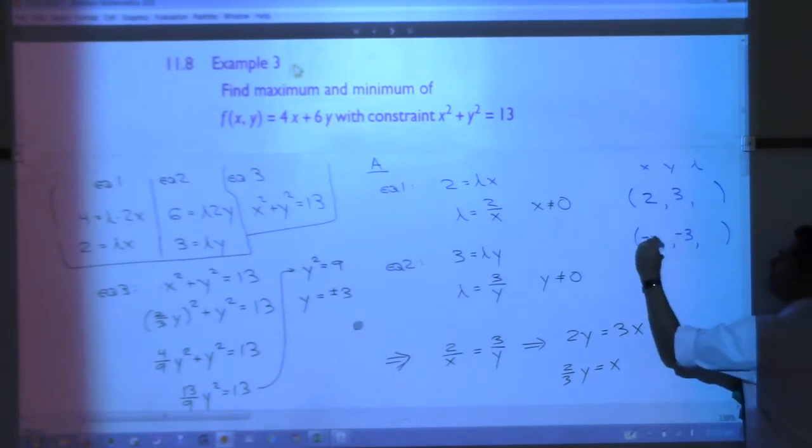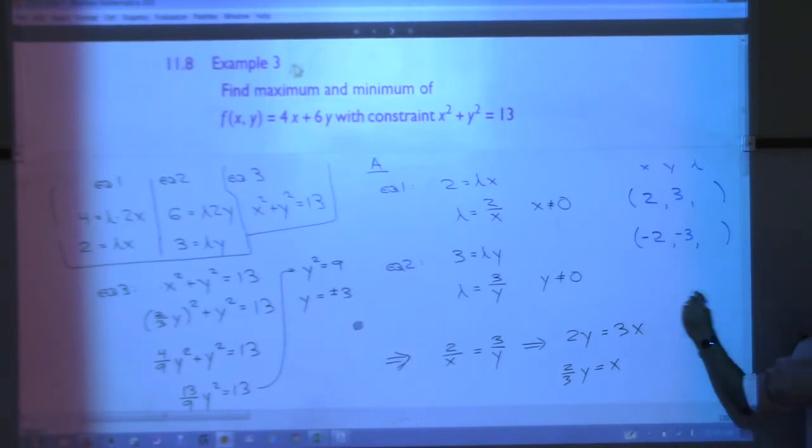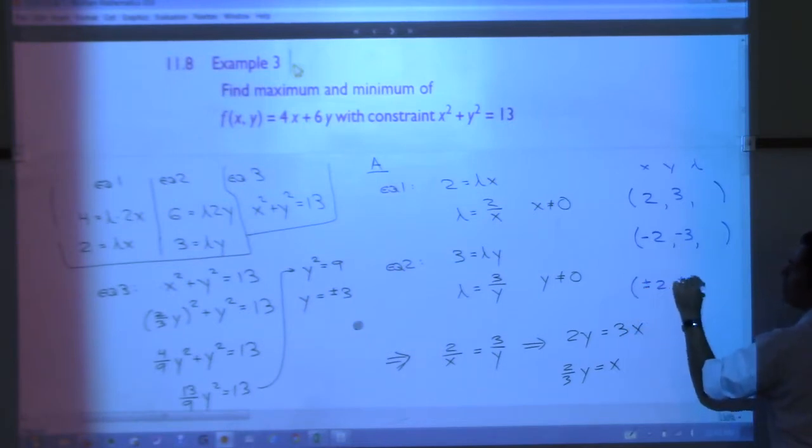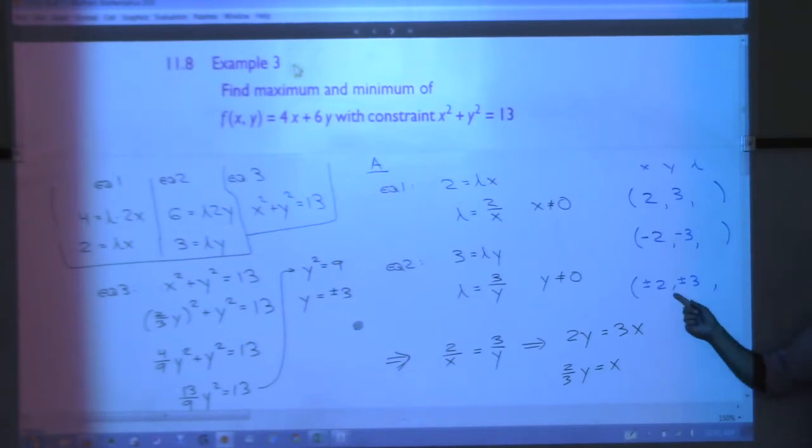Negative 2. See, you cannot do this. This is a mistake students make. They'll say plus or minus 2, plus or minus 3. That is incorrect. This is 4 different answers, right? This is plus, plus, minus, minus, plus, minus, minus, plus. And the only possibilities are plus, plus, and minus, minus. So don't use this notation. It's not correct.